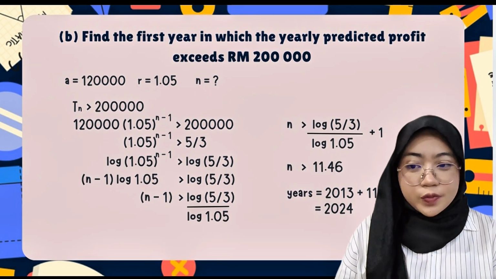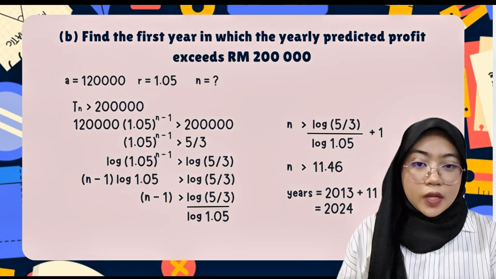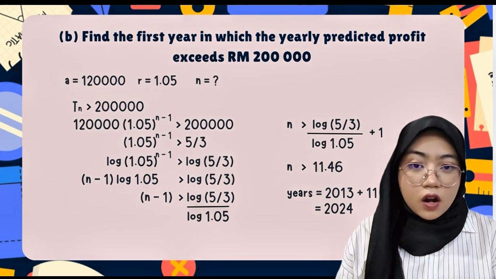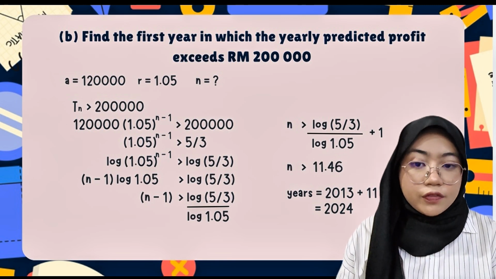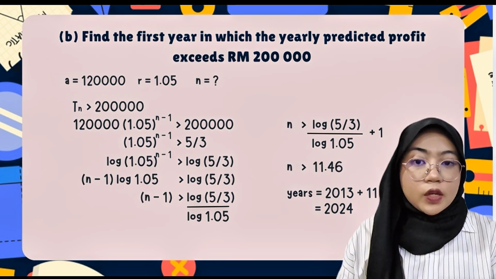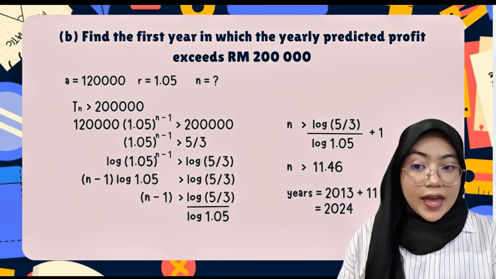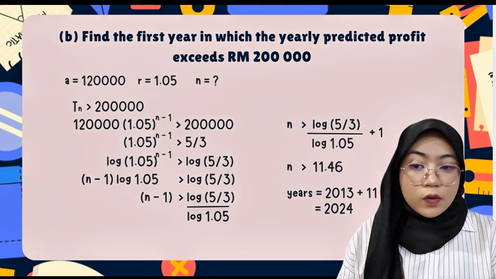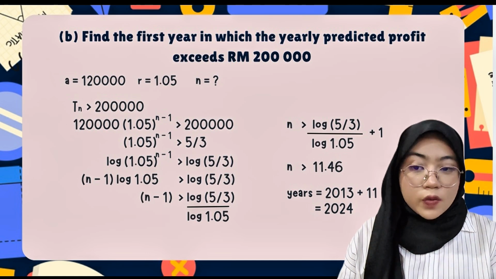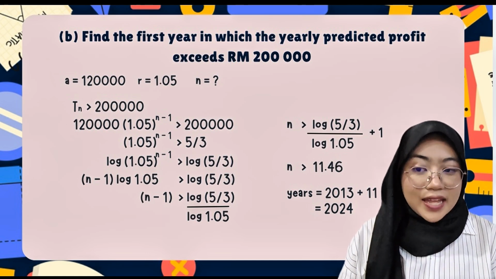So now we are going to move on to the second question under the main question, which is: the value of the car falls below 1,000 ringgit for the first time in N years after it was purchased. Based on this question, we would like to find the value of N. We have our A, which is 18,000. We have our R, which is 0.8, and we don't know what our N is.